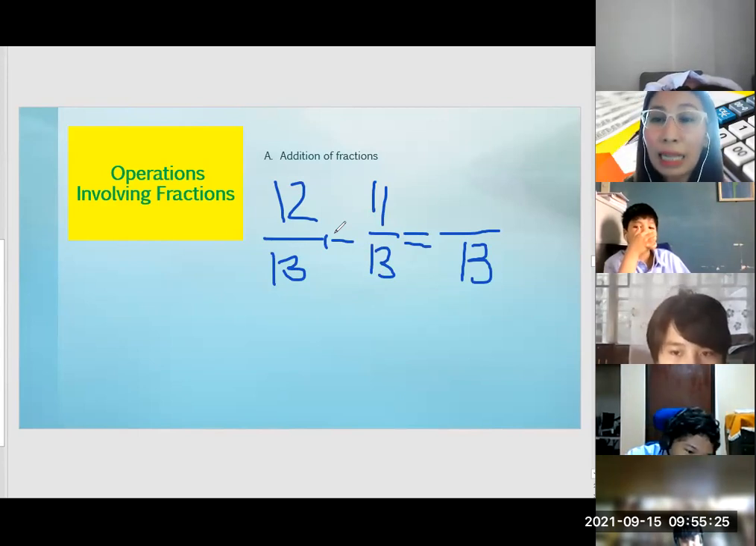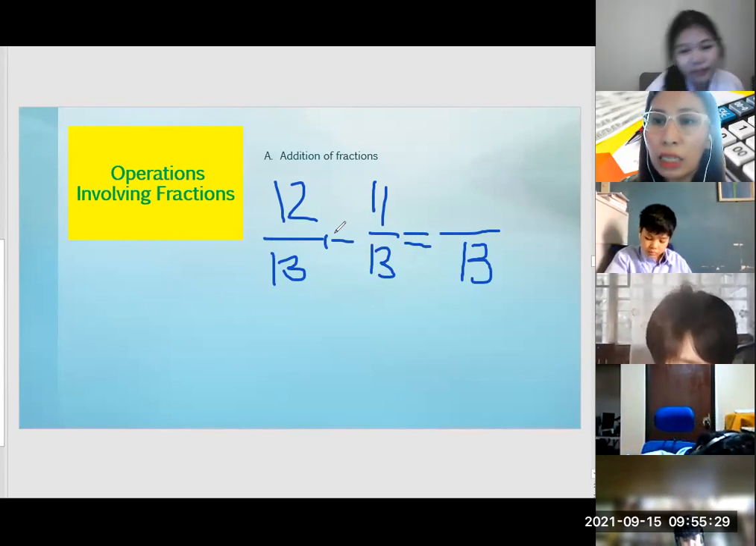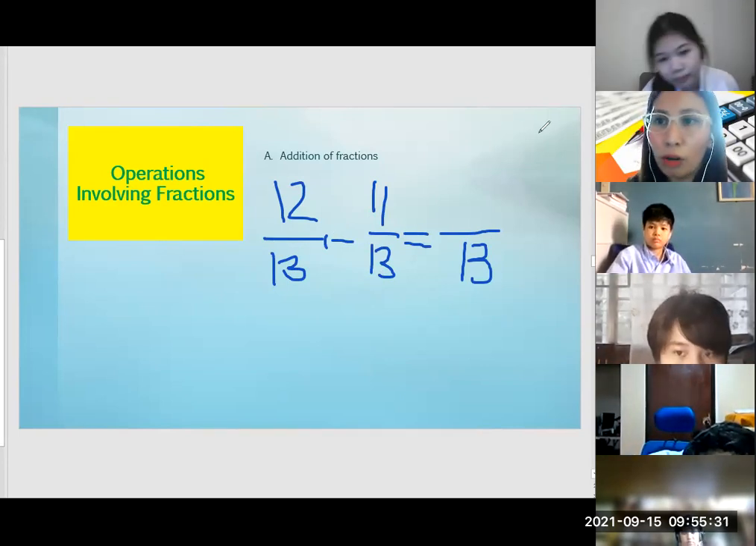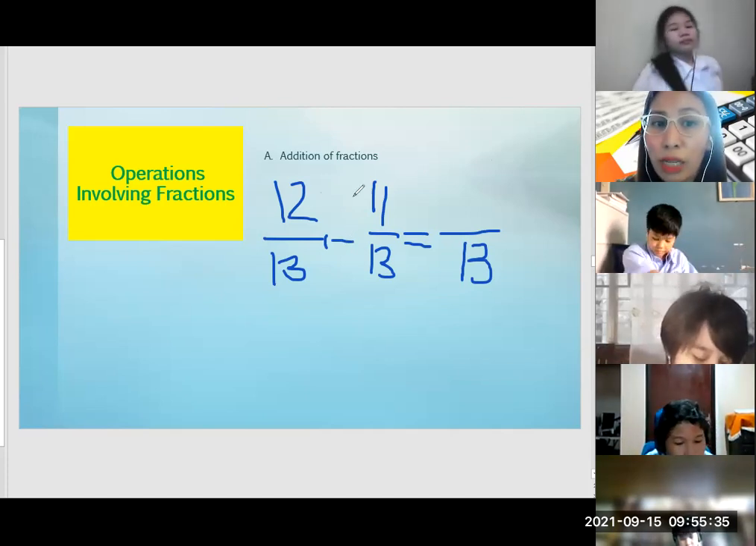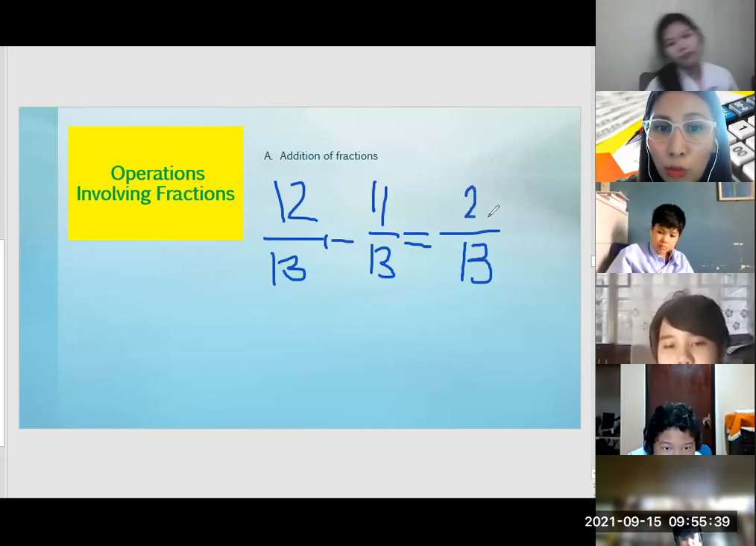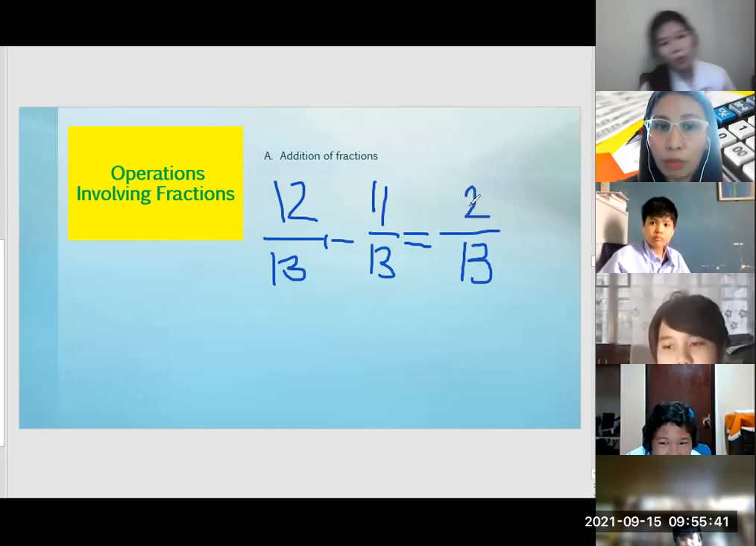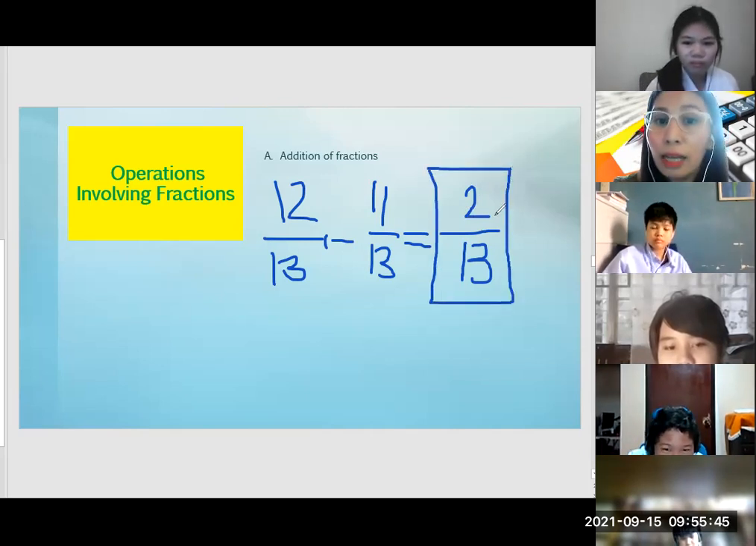Okay? Para hindi kayo malilito. Ay, subtraction pala. Then you add. Mali. Or vice versa. Always check the operation. So, since it's minus, we need to subtract. 12 minus 11, we have 2. Therefore, 2 and 13 is the correct answer, is the final answer.